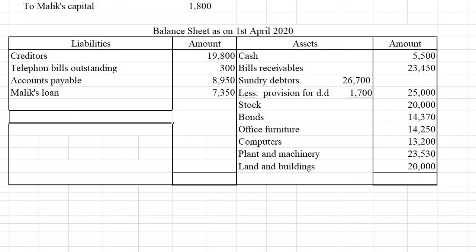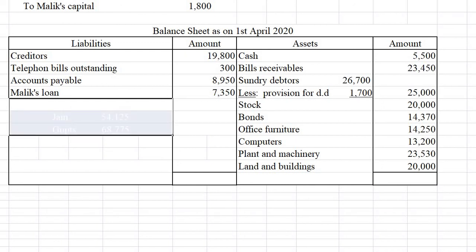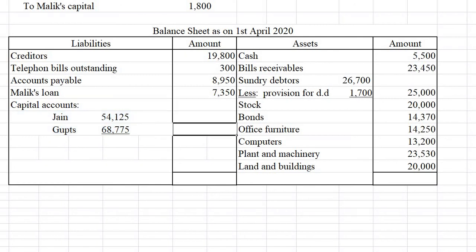Now capital accounts can be written. Capital accounts of Jain and Gupta, their capital account balances 54,125 and 68,775. So total capital 1,22,900. So let us close the balance sheet. Liability side 1,59,300. The same amount we will get on the asset side also.